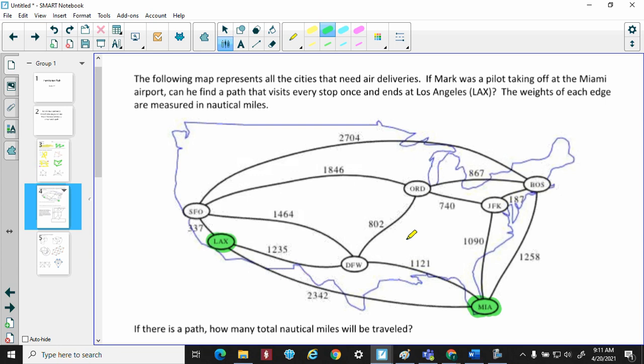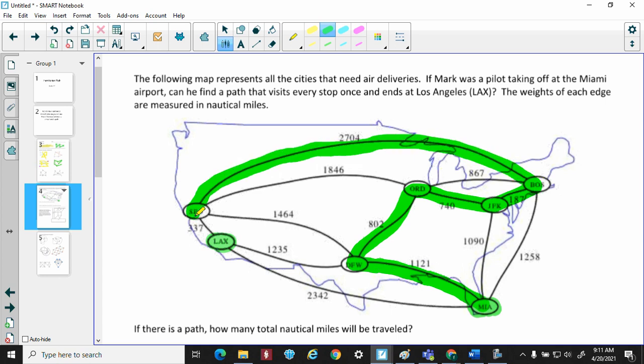I just noticed something that we'll worry about in a second. So let's see if we can find a path. So if I went to Miami and if I went to Dallas and then went up here, JFK, Boston, swing it all the way around, San Francisco, and LAX. Oh, there we go. There's a path.